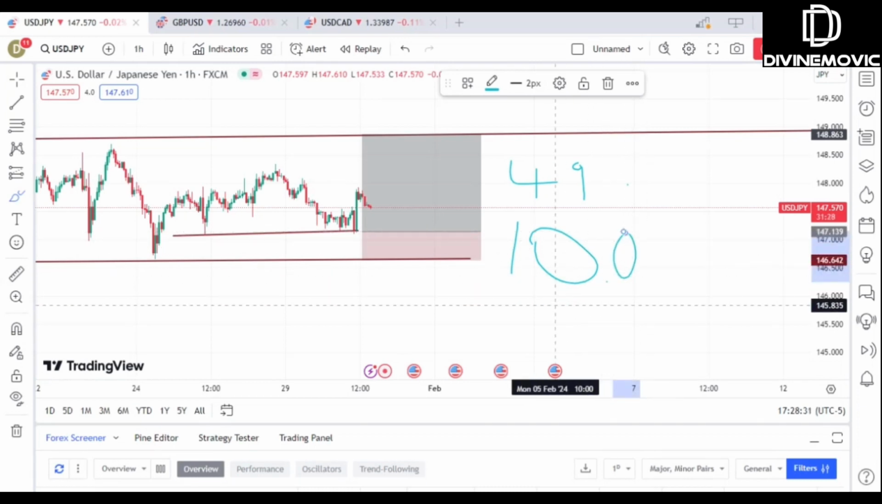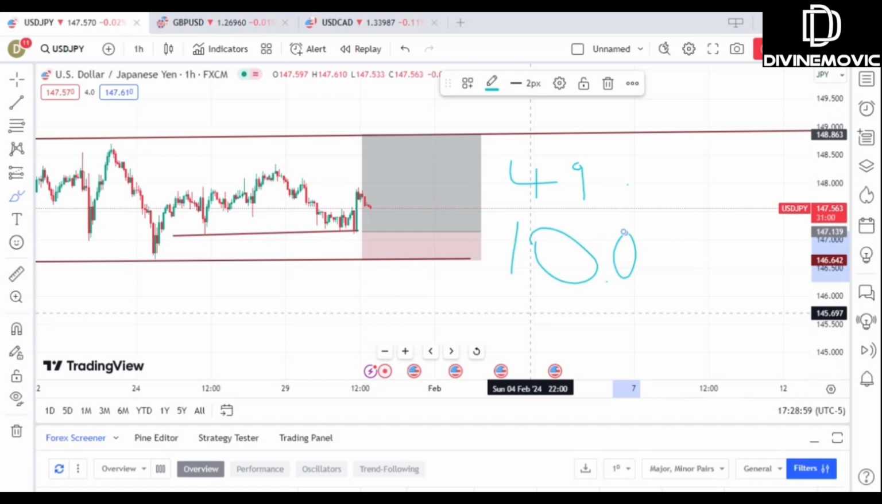Now the third factor is simply our lot size. Before we talk about lot size, you need to understand the basis of lot size. Lot size is simply what tells us how much every one pip movement is going to be worth. For instance, if you use a 0.01 lot size, it simply means that one pip movement is going to be worth 10 cents. If you use a 0.02 lot size, it means every one pip movement is going to be worth 20 cents. If you use a 0.1 lot size, every one pip movement is going to be worth $1. If you use a 0.2 lot size, every one pip movement is going to be worth $2.